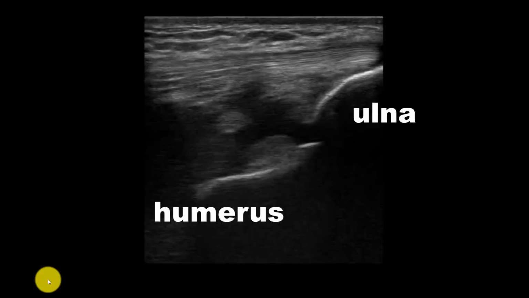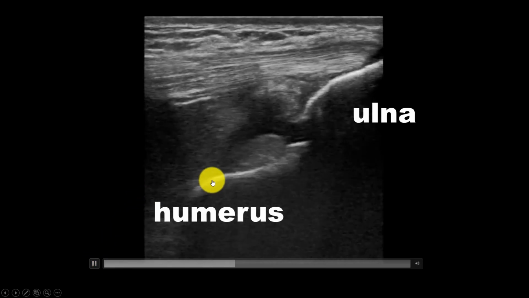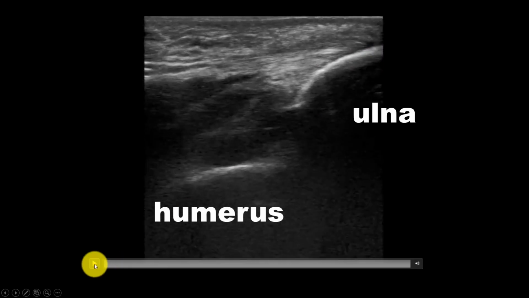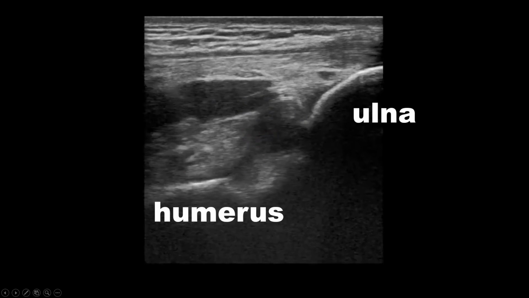And here is the patient's elbow on the affected side. So what you're seeing again is the humerus down here, the ulna at the top of your screen here, and in between this kind of anechoic collection sitting in between, which is indicative of a joint effusion.